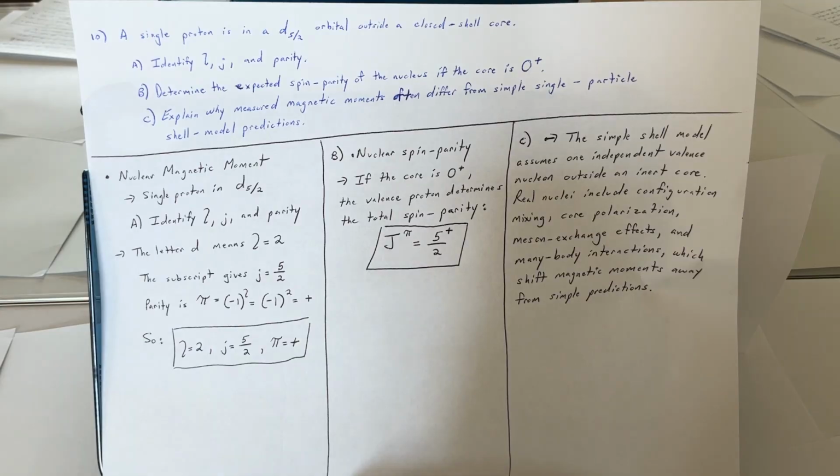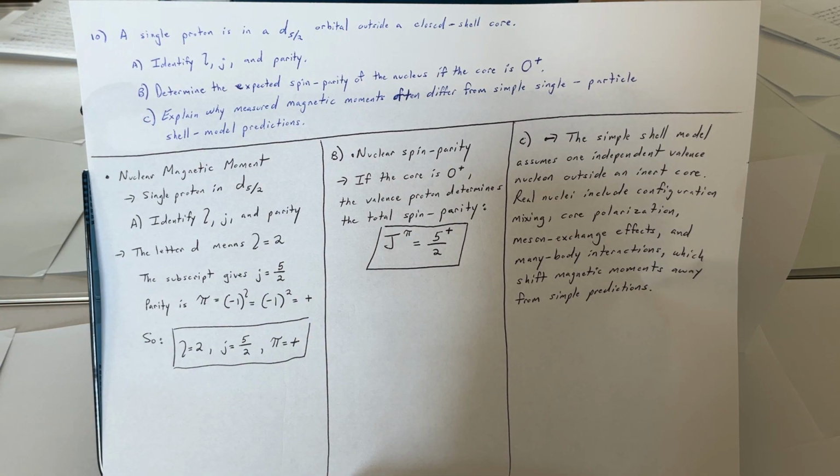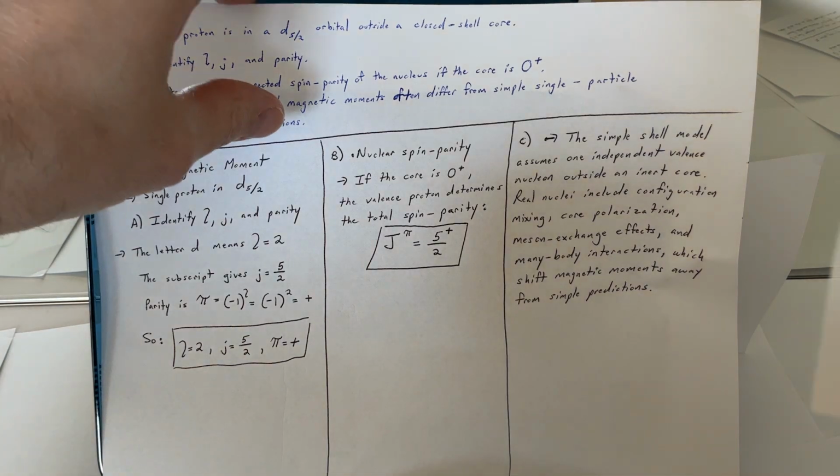Okay, so C, explain why measured magnetic moments often differ from simple single particle shell model predictions. For part C, the simple shell model assumes one independent valence nucleon outside an inert core. Real nuclei include configuration mixing, core polarization, meson exchange effects, and many body interactions, which shift magnetic moments away from simple predictions. Okay, so that's all for A, B, and C. I apologize if I misspoke there.